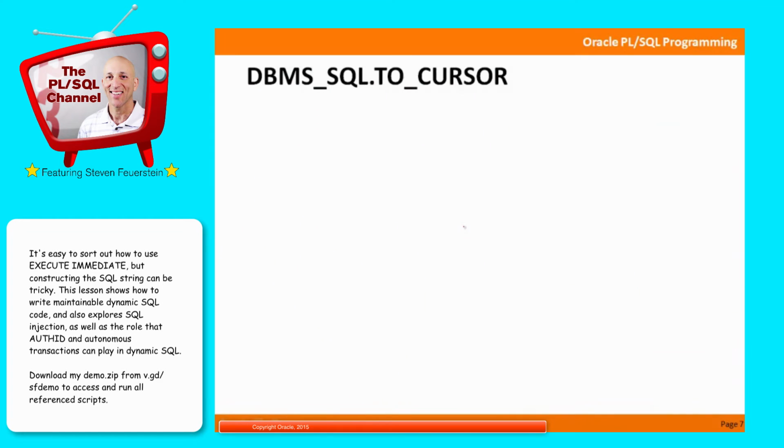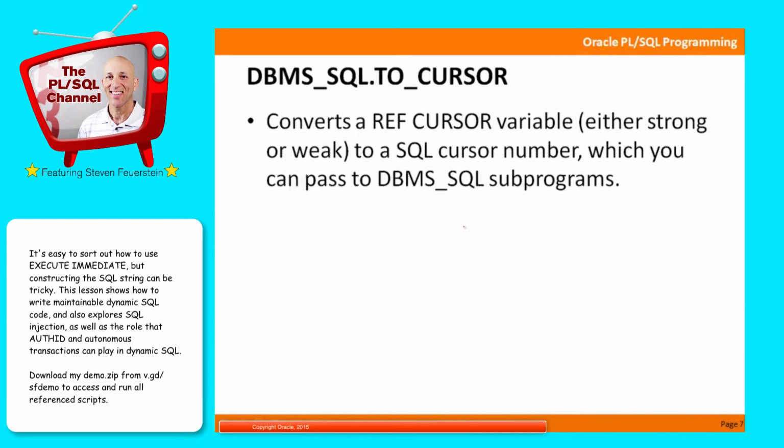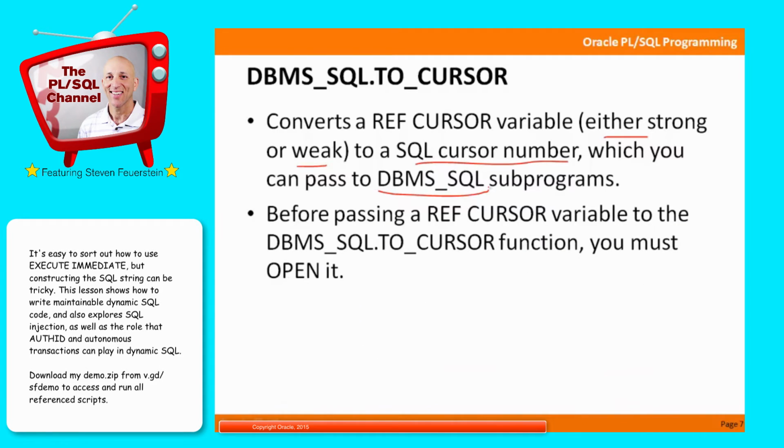Let's take a look at the reverse direction, to_cursor. In this case, I'm going to take a cursor variable, and it could be strong or weak, and I'll convert it to a SQL cursor number, a DBMS_SQL cursor handle, and that can then be used in calls to DBMS_SQL. Note that before you pass the ref cursor variable to the to_cursor function, you have to open it. It has to be a valid ref cursor.